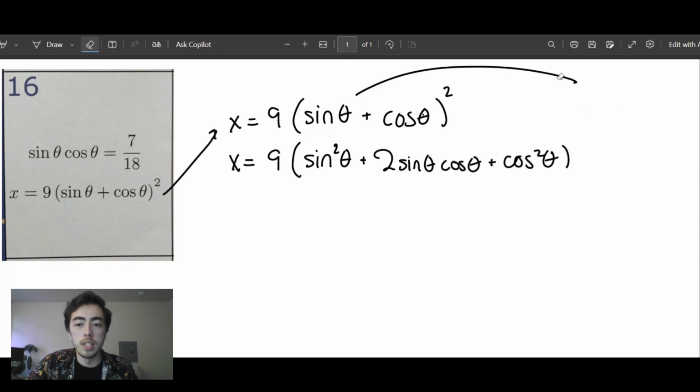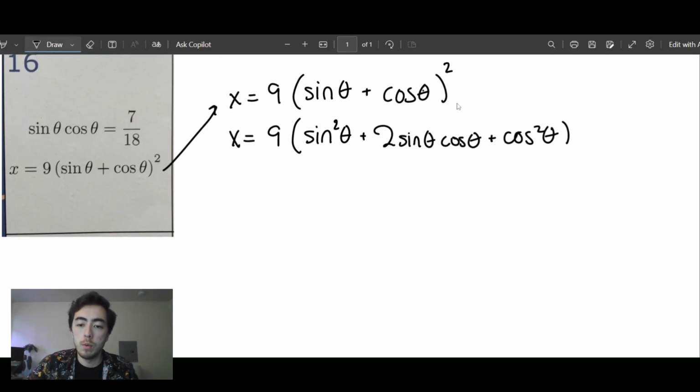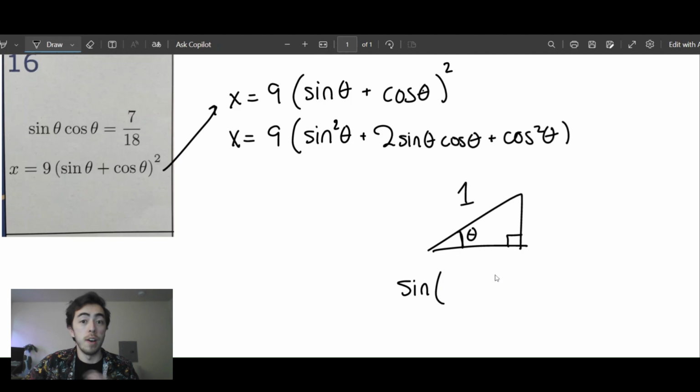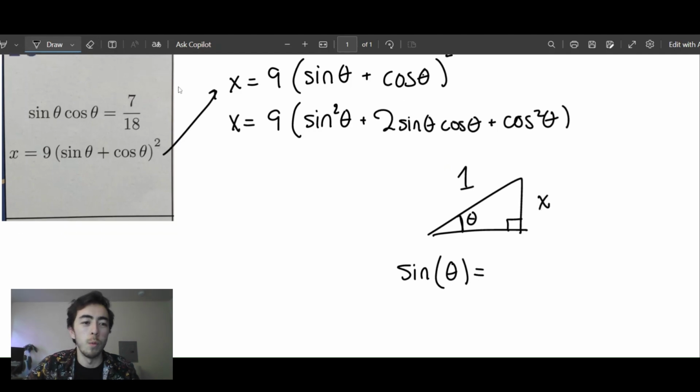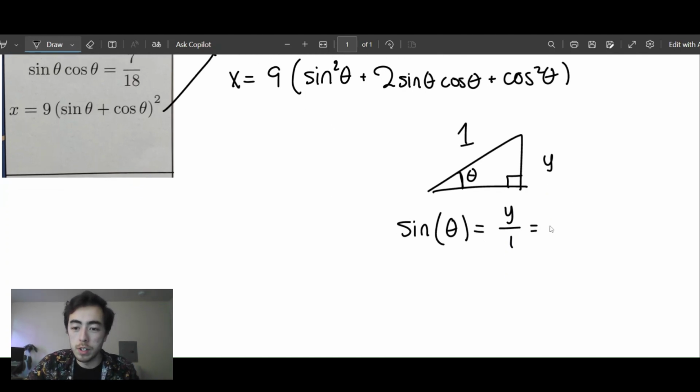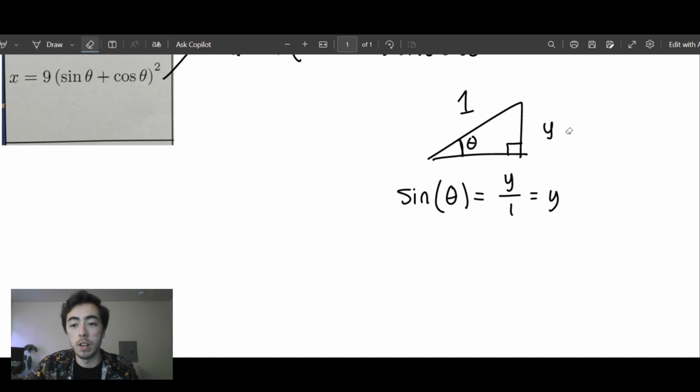And there is a trig identity hiding in here. Let's say we think of a right triangle with a hypotenuse of 1. And here is my angle theta. Sine of the angle, so sine of theta, is defined to be the opposite side over the hypotenuse. Let's call the opposite side y, because it's a vertical distance. In this case, dividing by 1 doesn't really do much. So sine of theta will be this value right here.